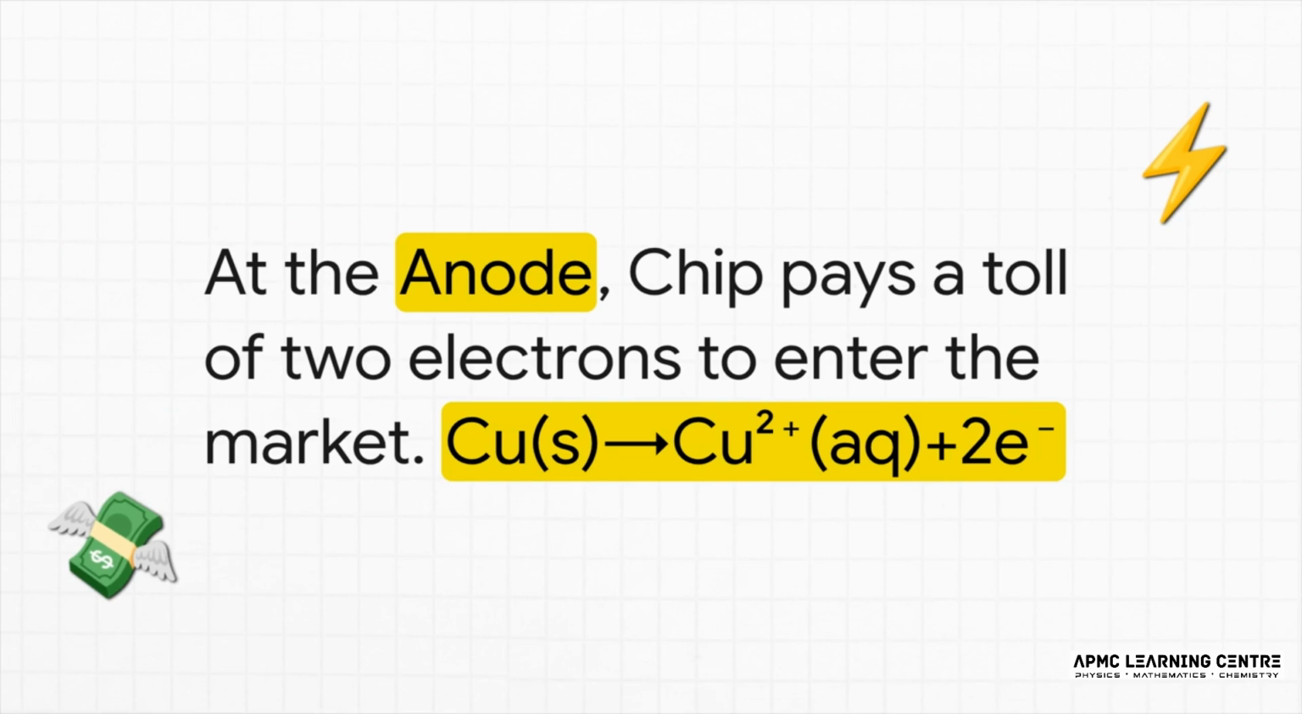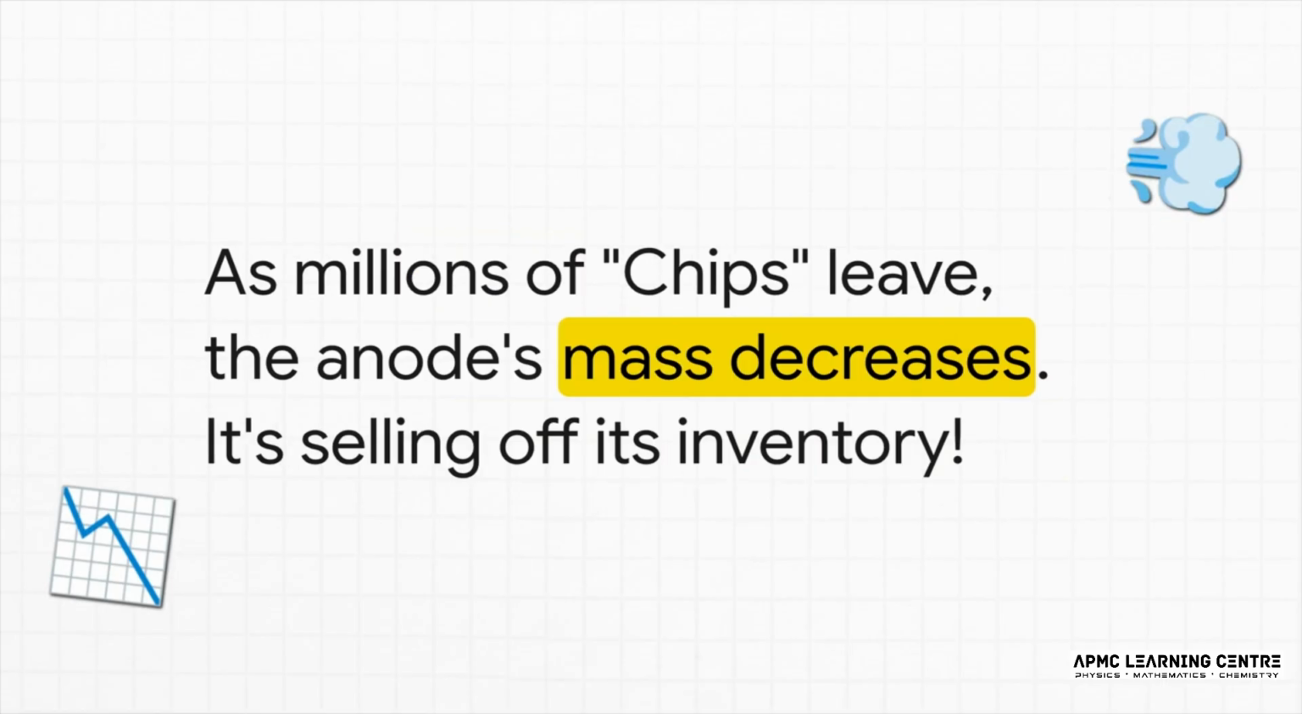Let's zoom in on that first step. Over at the anode, Chip has to pay a toll to even enter the marketplace. That toll? 2 of his electrons. This whole process is called oxidation, and it's what turns Chip from a solid neutral atom into a positively charged copper ion, which lets him dissolve and start his journey. And here's the thing. Chip is not alone, not by a long shot. As millions upon millions of his copper buddies do the exact same thing, the anode, our seller's stall, is literally selling off its inventory. You can actually watch it get smaller and smaller over time.